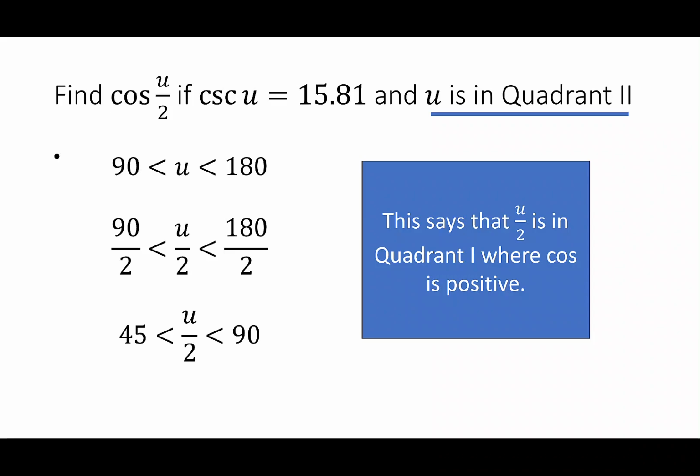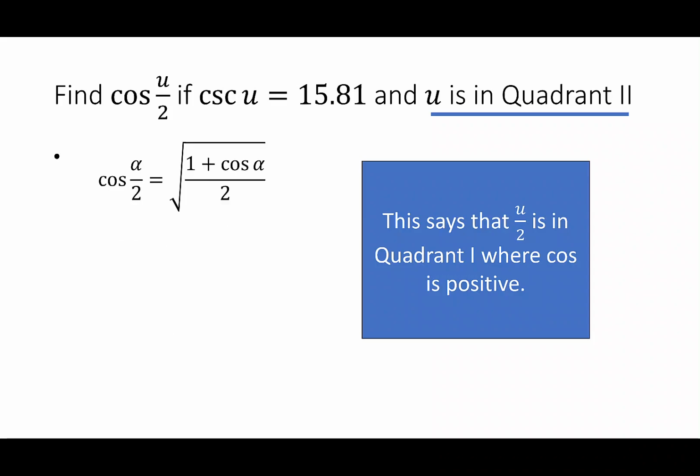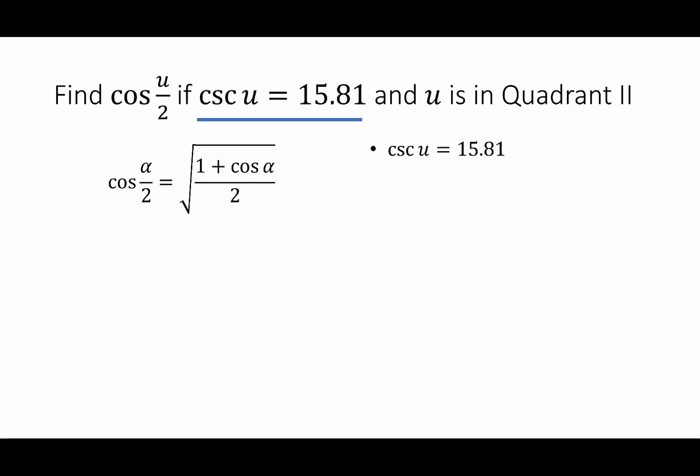Because u over 2 is in quadrant 1, we know that cosine is positive. Let's use the formula cosine of alpha over 2 is equal to the square root of 1 plus cosine of alpha over 2. We'll need to find the value of cosine of u to be able to complete our problem. There are multiple ways to go about finding the cosine of u, but let me show you what I think to do this time. Cosecant of u is 15.81.